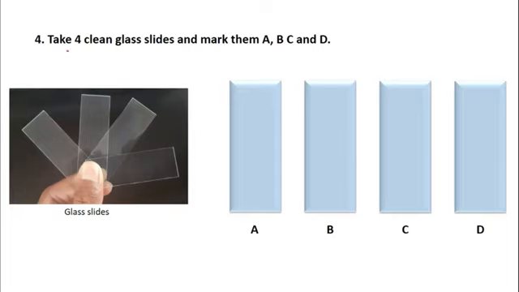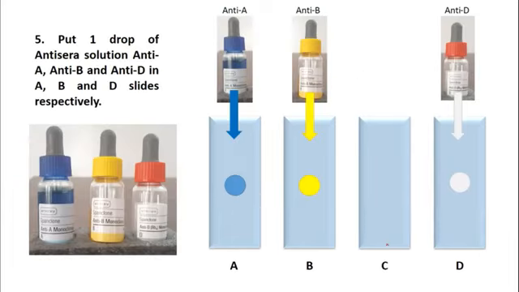Take 4 clean glass slides and mark them A, B, C and D. Here the C is used for the control. Put 1 drop of anti-sera solution anti-A, anti-B and anti-D in A, B and D slides respectively. So you have to put 1 drop of anti-sera solution anti-A in slide A, 1 drop of anti-sera solution anti-B in slide B, and you also have to put 1 drop of anti-D solution in slide D.